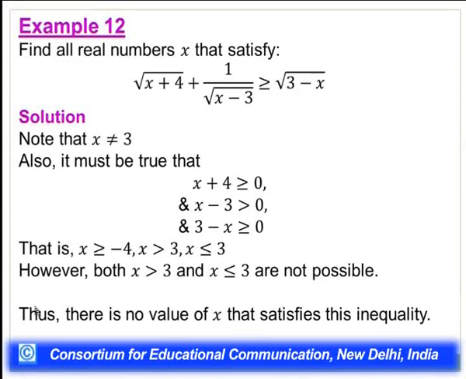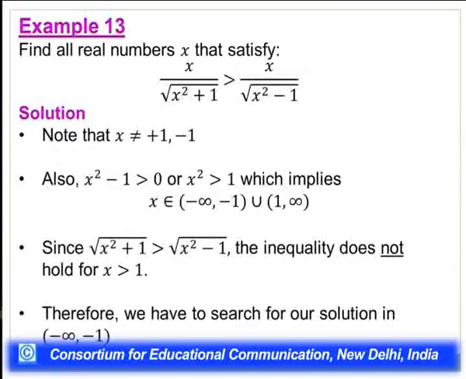So all these three inequalities must be satisfied at the same time, which is to say x is greater than or equal to minus 4, and x is greater than 3, and x is less than or equal to 3. But the problem here is that you can't have x being both greater than 3 and less than or equal to 3 at the same time. So this is a situation where there is no value of x that satisfies this inequality. The solution is the null set.